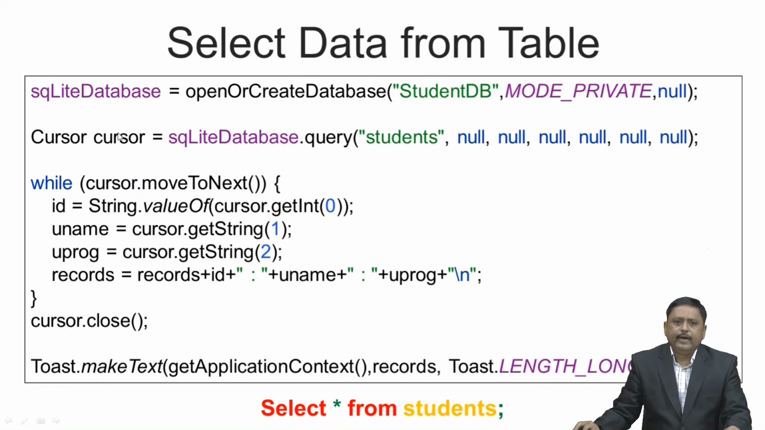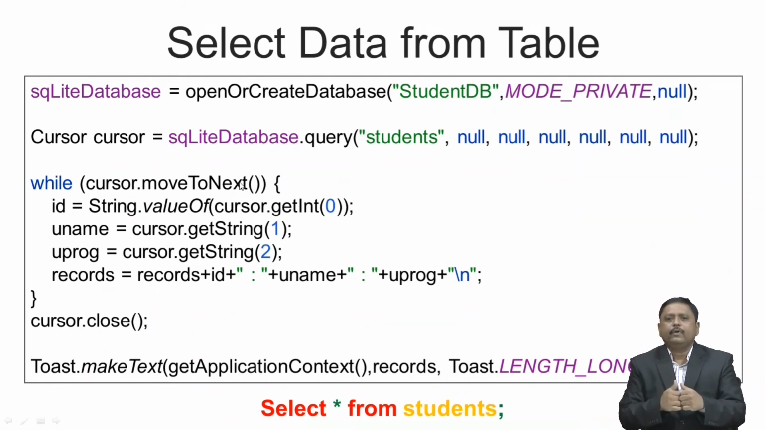That data is stored inside this object, a cursor, and you can see here it is of type Cursor. Inside the cursor we have many methods to traverse data one by one. So here I write a while loop, and inside that I write cursor dot moveToNext. It means if I can move to the next, then I have to continue this loop.